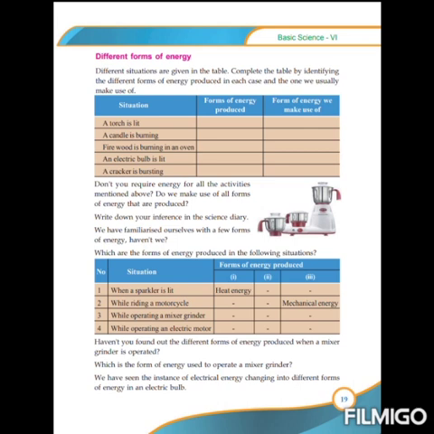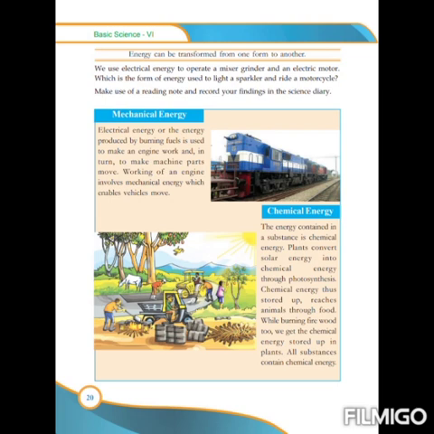Okay. So, from this it is clear that energy can be transformed from one form to another. We use electrical energy to operate a mixer grinder and an electric motor, which is a form of energy used to light a sparkler and ride a motorcycle. Make use of a reading note and record your findings in the science diary. So find out which is the form of energy used to light a sparkler and ride a motorcycle.